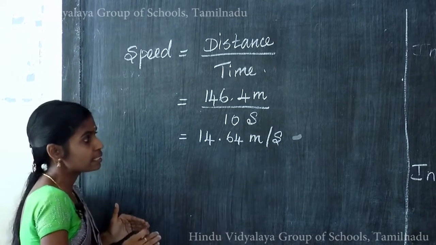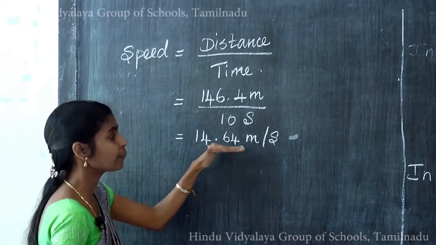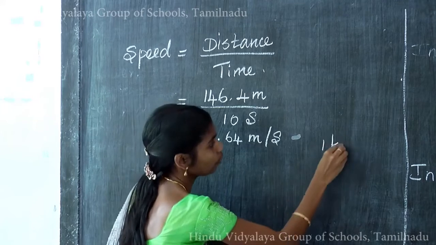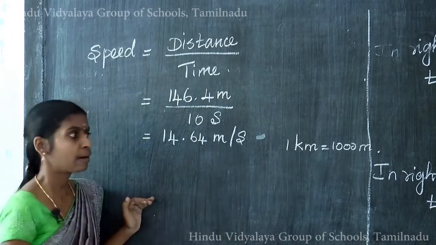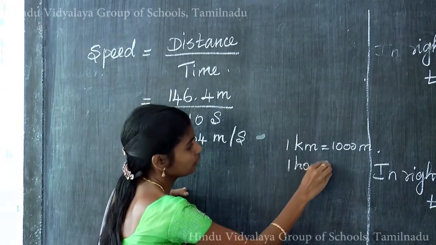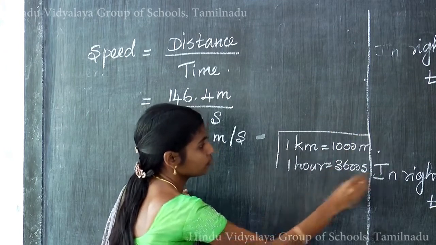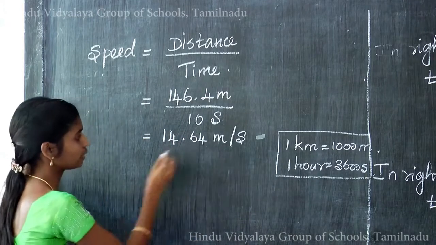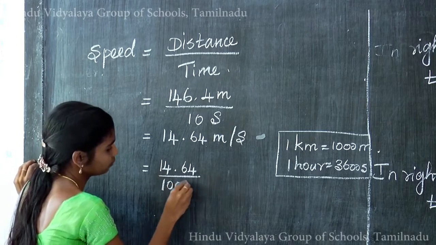But the actual question is to find the speed in kilometer per hour. So we convert meter into kilometer. So 1 kilometer is how many meter? Yes, 1 kilometer is 1000 meter. 1 hour is equal to how many seconds? Yes, 1 hour is equal to 3600 seconds. So for converting meter into kilometer, divide by 1000. So 14.64 divided by 1000.